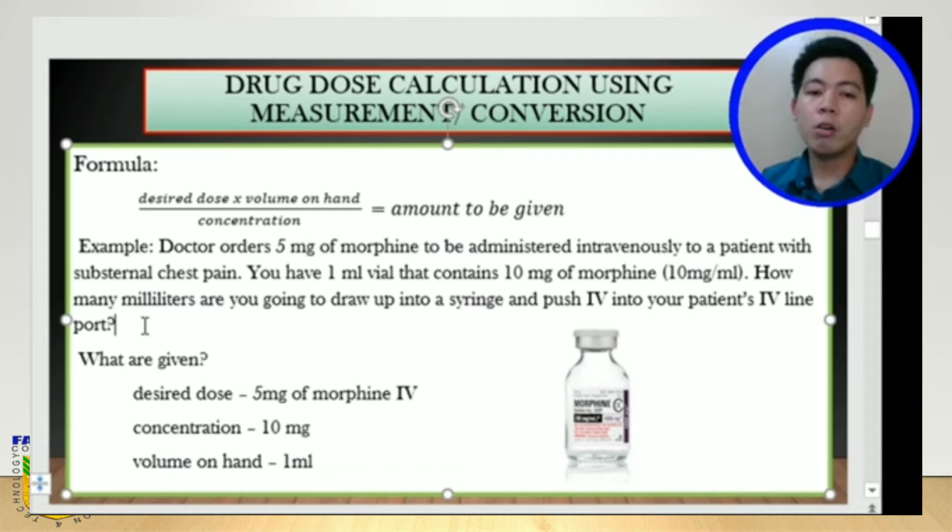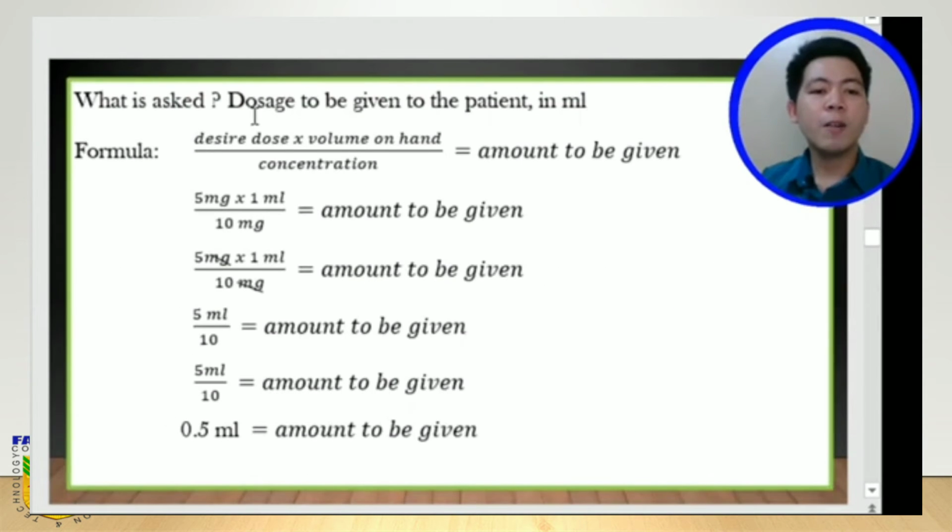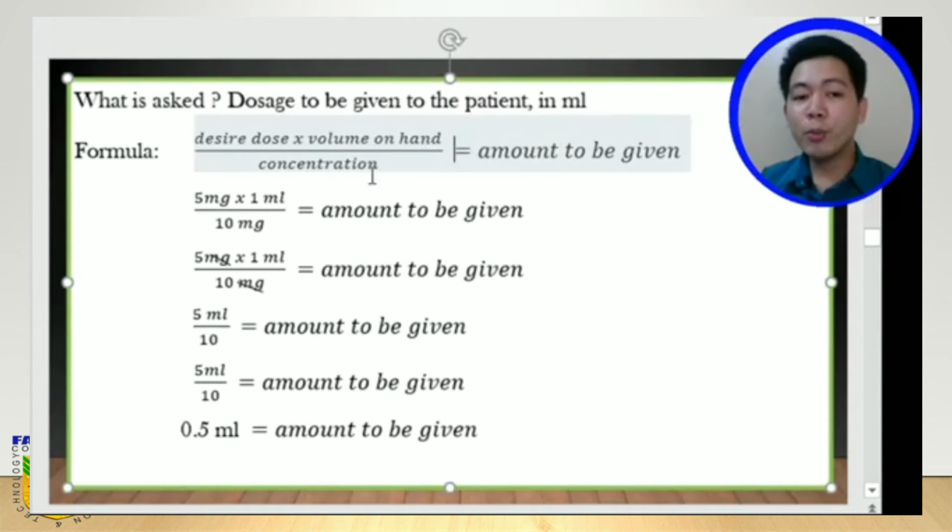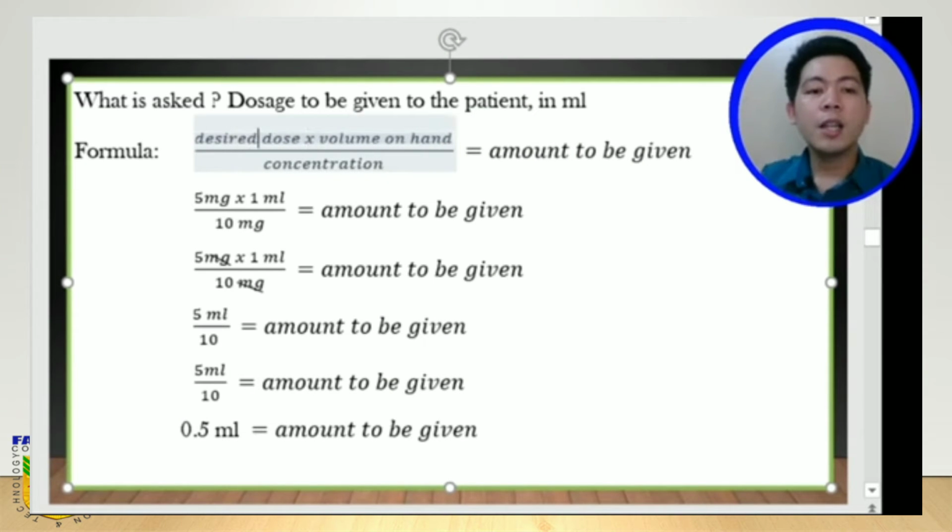So, ano yung given dito? Okay, desired dose mo ay 5 mg ng morphine, IV. So, yung concentration ng vial or nung drug na nasa vial ay 10 mg and volume on hand, we have 10 mg per 1 milliliter. So, paano kaya i-solve natin to? So, ang gagawin natin, ayan, base dun sa ating equation or formula, we have desired dose times the volume on hand over concentration. Yun yung amount to be given.